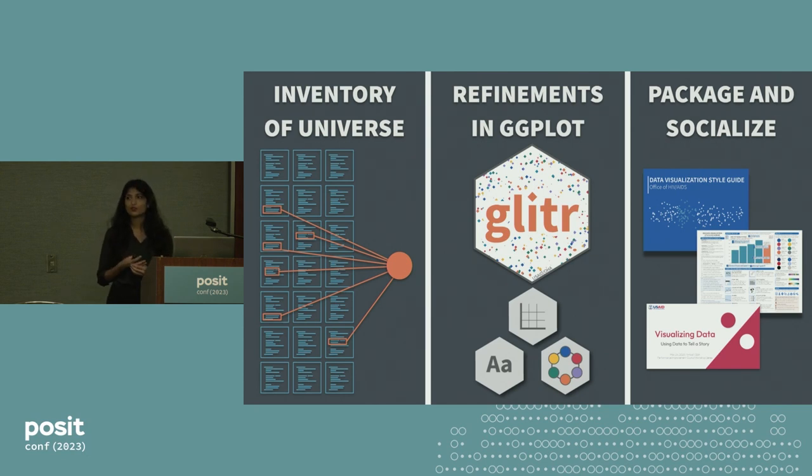Our framework was to first do an inventory of our universe of outputs and workflows and find pieces that we could build upon, and then move those into ggplot to make refinements to our plot elements, typeface, and any decisions to be made about color. And then finally, take all of that work and package it into a tool agnostic style guide that you can share more broadly within your teams and create and generate more buy-in and promote accessibility.